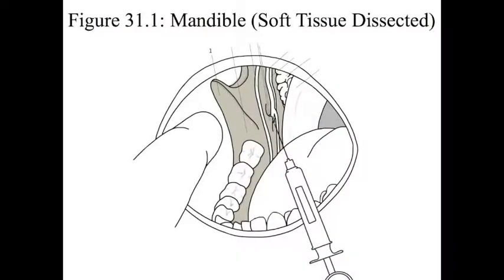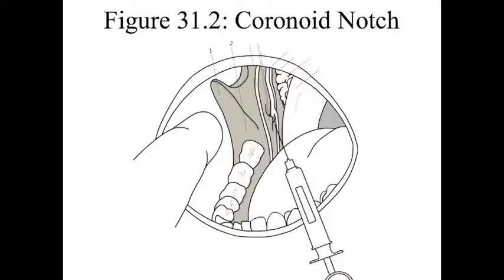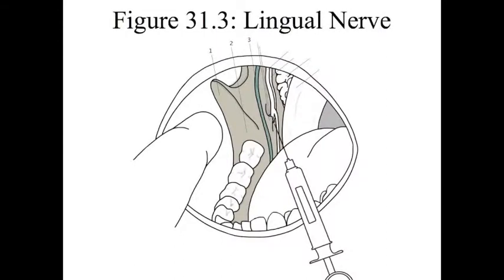Number 1 is the mandible. The soft tissue has been dissected so you can see the arteries and nerves that are underneath. Number 2 is the coronoid notch. Number 3 is the lingual nerve. While this isn't a branch of the inferior alveolar nerve, they run parallel along the inside of the ramus.